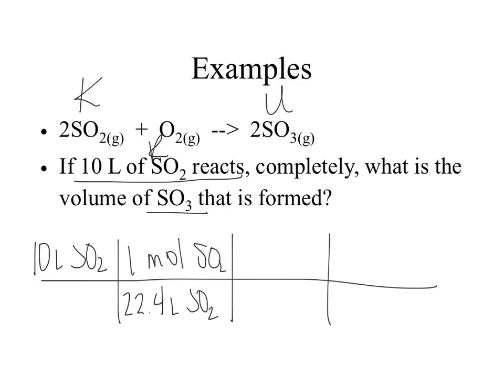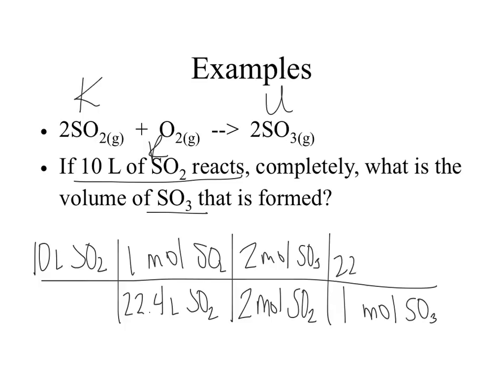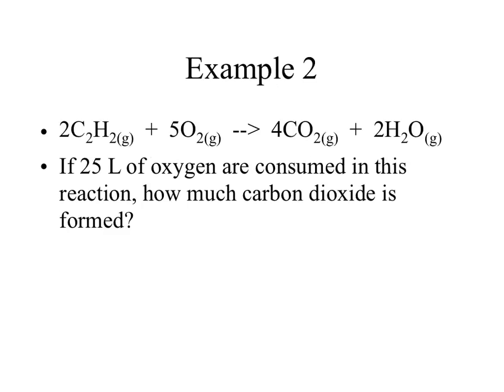But I don't want SO2, so let's switch into SO3 using our mole ratio. So we've got 2 moles of SO2 to 2 moles of SO3, looking at our balanced equation, but I don't want moles, so let's turn moles of SO3 into liters. So 10 times 1 times 2 times 22.4 divided by 22.4 times 2, we end up with 10 liters of SO3.